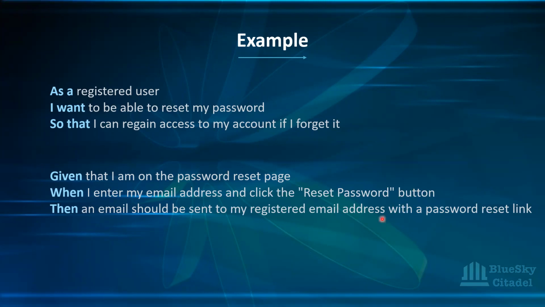If you've done this, acceptance criteria, your password is not reset yet. All you've done is you've gone on the password reset page, you've entered your email address, clicked the reset button, and an email has been sent to your registered email address with a link. Is your password reset? No. And this is what we want to do. So we continue with the acceptance criteria. So what did I do next?